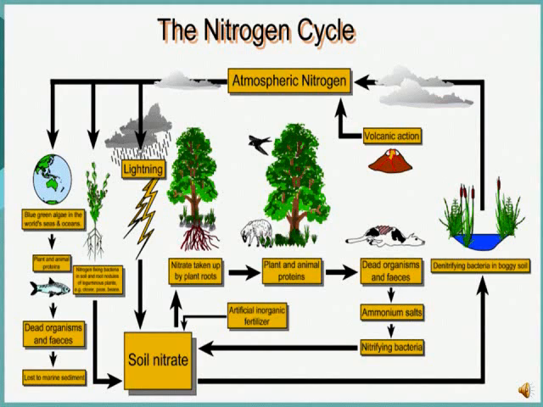When the trees take it up, it's stored inside the trees in the plant proteins, but it's also stored in animal proteins when the animal eats it. When the animal dies or when it defecates, it releases that nitrogen as ammonium salts. Then the nitrifying bacteria puts it back into soil nitrate, and then it once again goes into the denitrifying bacteria in the boggy soil that releases it to the atmosphere. The other way that nitrogen is released into the atmosphere is by volcanic action.